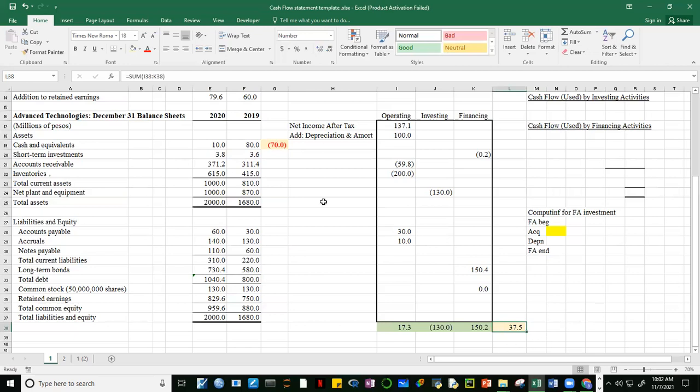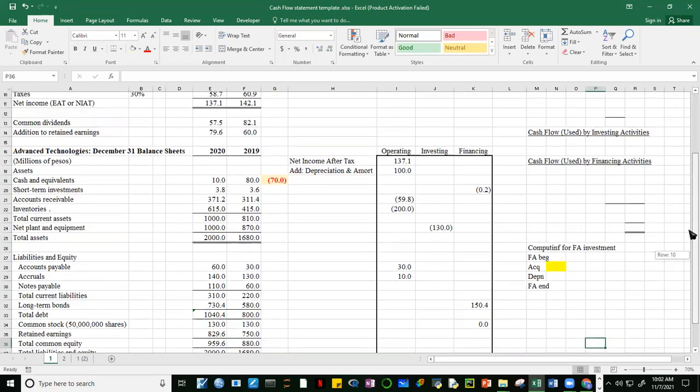Now take note, this does not tally with the net decrease in cash of 70 million. When we accounted for the operating, investing, financing, it turns out that this is an increase in cash of 37.5 million, which does not agree with this one. So which means that there's something still missing here, or there's something wrong here. Now, there's another activity that we were not able to capture.